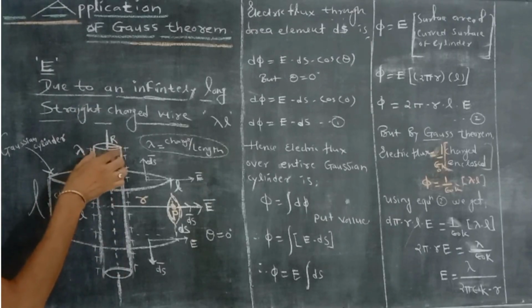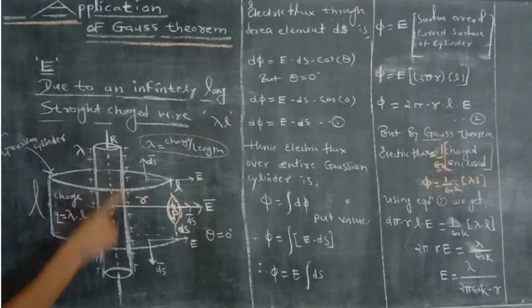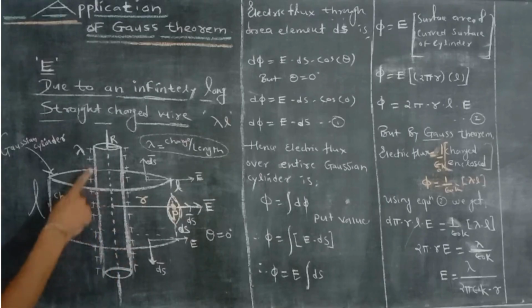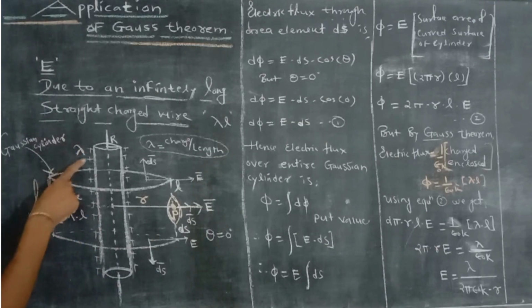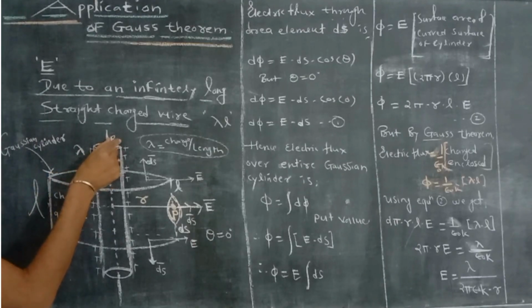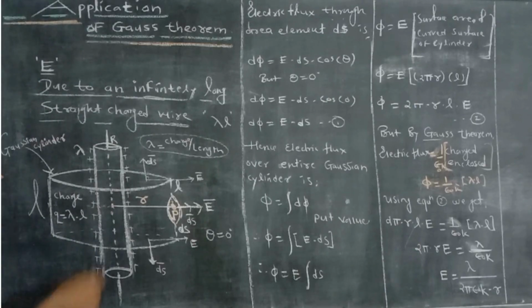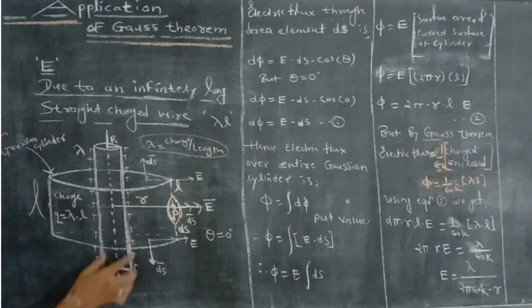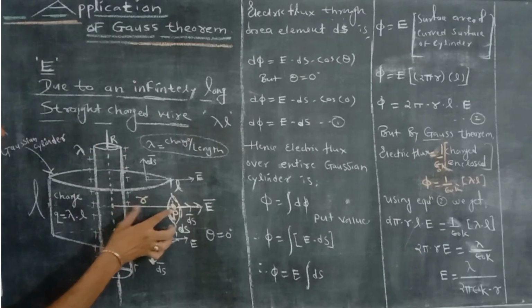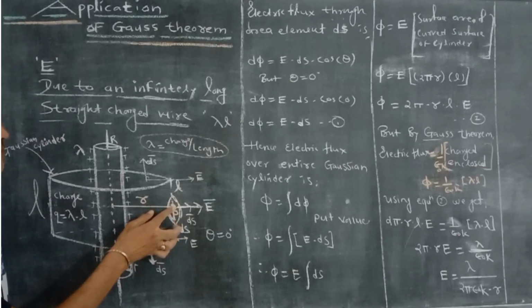So what we did, we took one charge wire. This is a charge wire on the surface of which charges are uniformly distributed. The length of the wire is infinite, okay, and lambda is the charge per unit length or the linear charge density of the wire. The radius of the wire is capital R, which is not important here, and this is the axis of the wire. We want to find the electric field intensity of this charge wire at the point P, which is at distance small r from the axis of the wire.